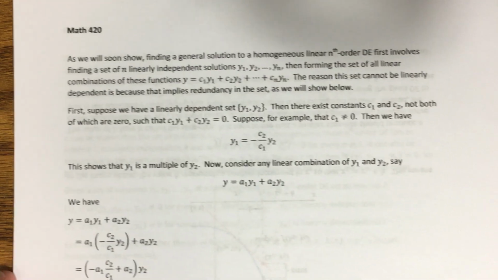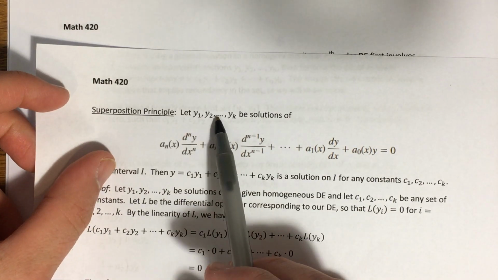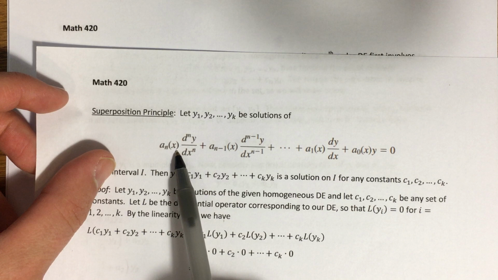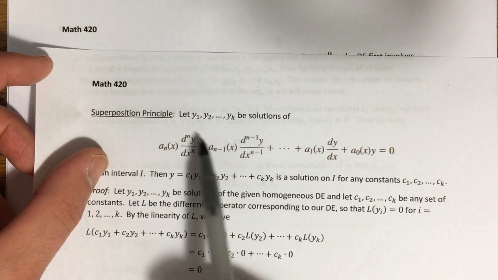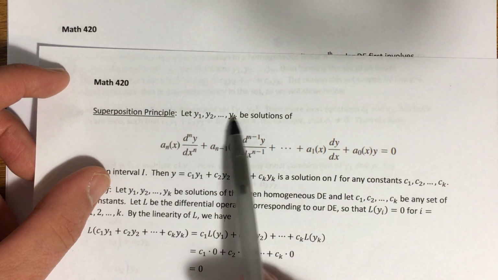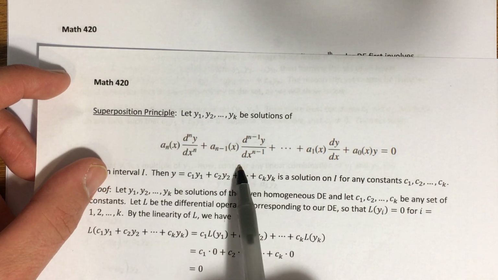All right, why do we care about this linear independence and linear dependence stuff? Well, the idea that we're kind of working towards, like I said before, is we're going to show that if you can find the right number of specific solutions to an nth order linear homogeneous DE like we have up here, and if we select them in a specific way, then all linear combinations of those functions turn out to be the general solution to this.